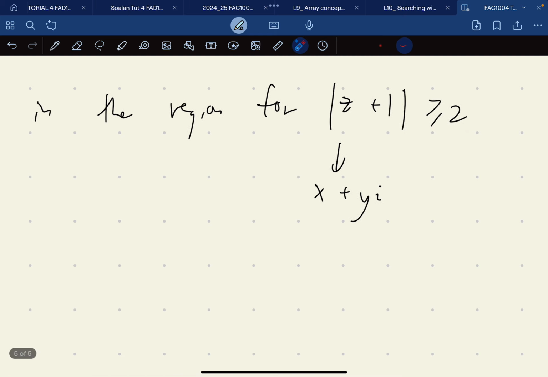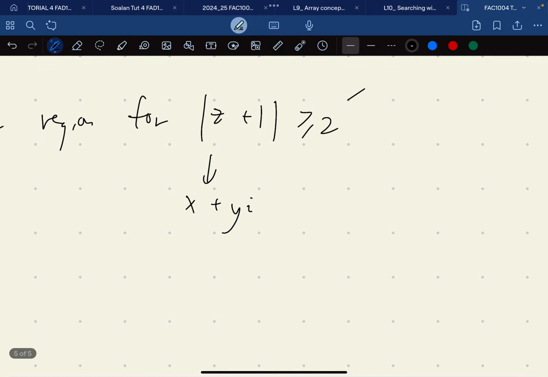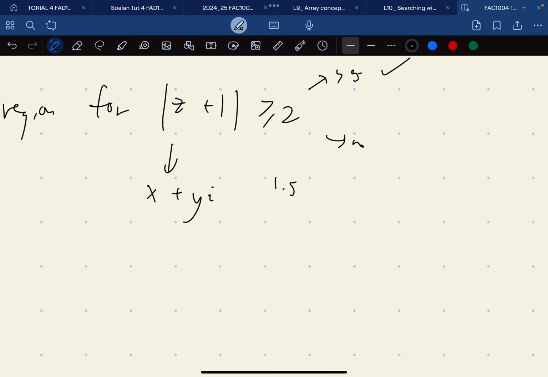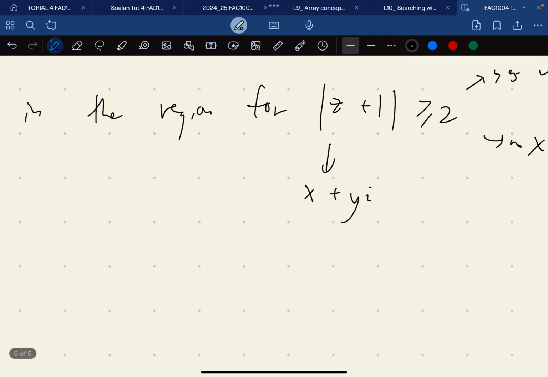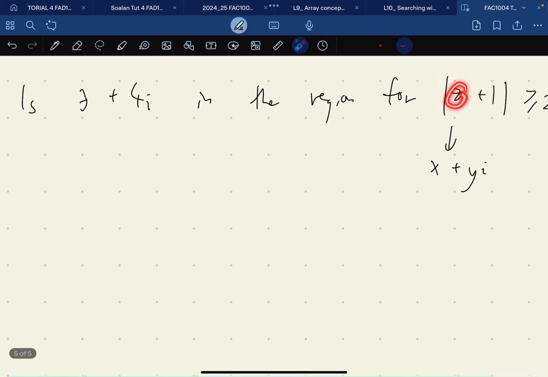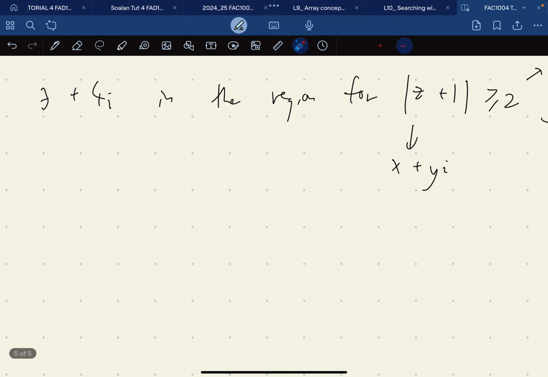If yes, then it is represented. If no, let's say I do all this and I find the magnitude of the complex number and it turns out to be, for example, 1.5, then obviously 1.5 is less than 2, so it is not represented. So what we have to check is if we replace this z with 3 plus 4i, add 1 to it, and take the magnitude, is it more than or equal to, or less than 2?